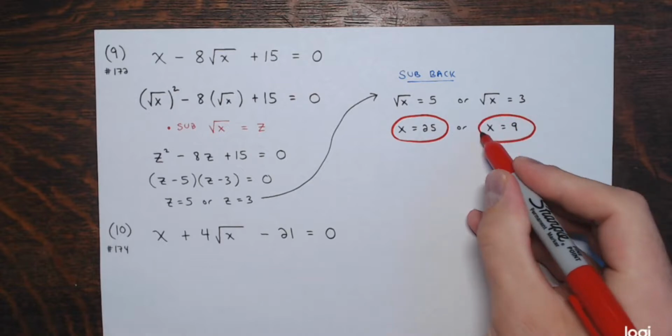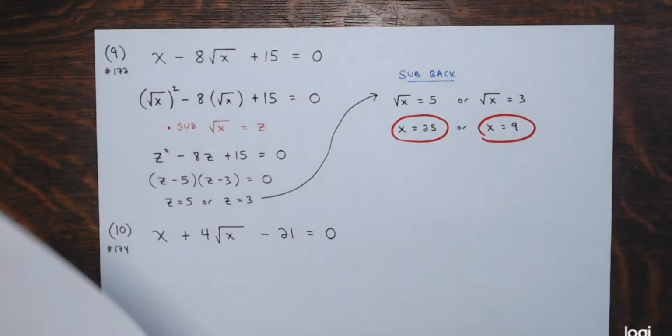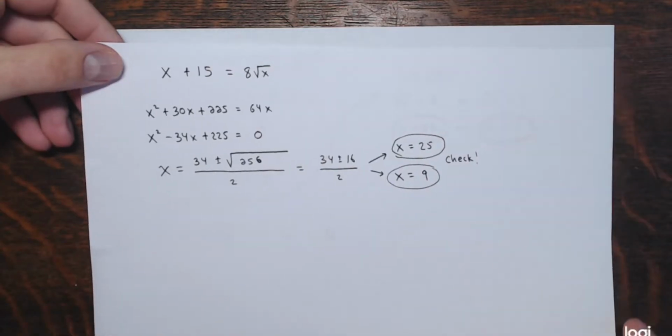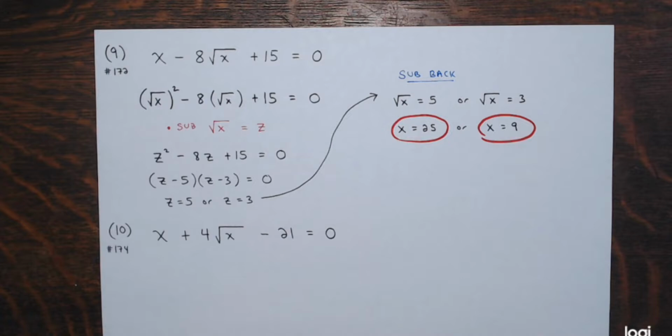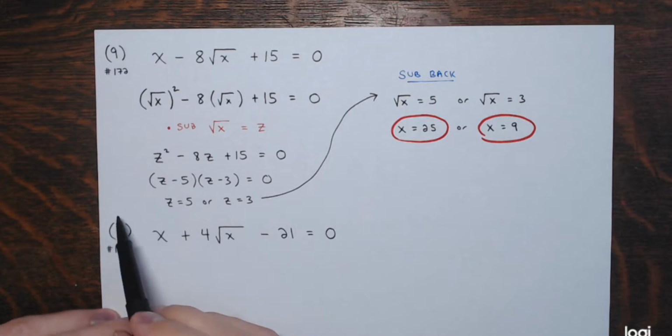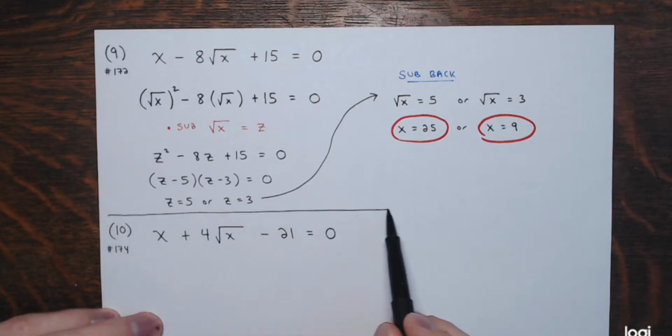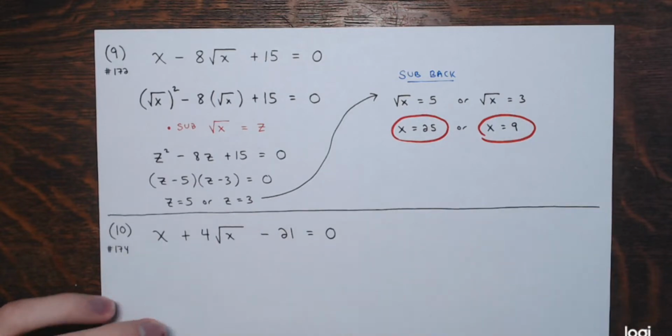And these are exactly the same solutions I got doing it this way, solving it the way you would solve a radical equation normally. 25 and 9. But the numbers were even smaller here. This actually was pretty easy compared to the original way. Great.